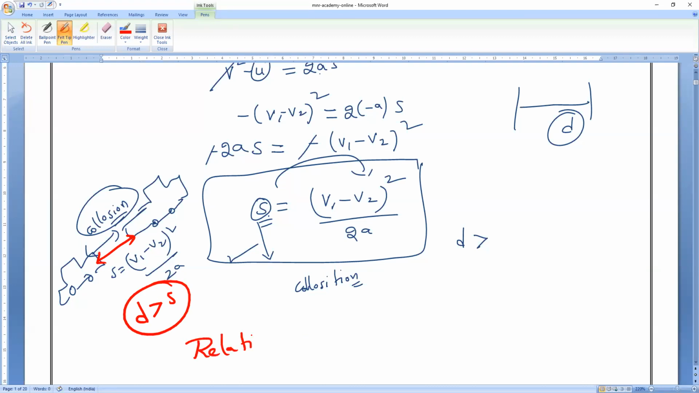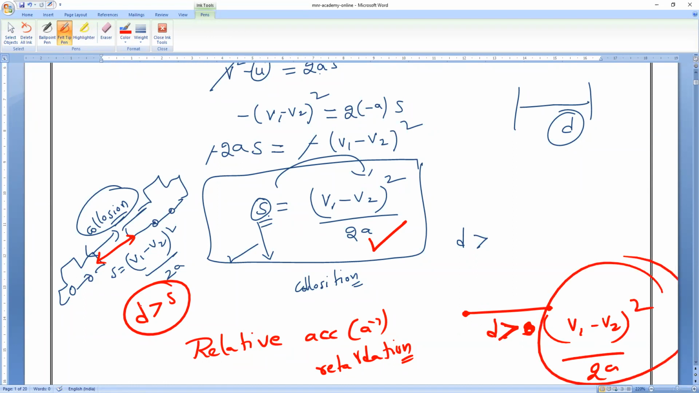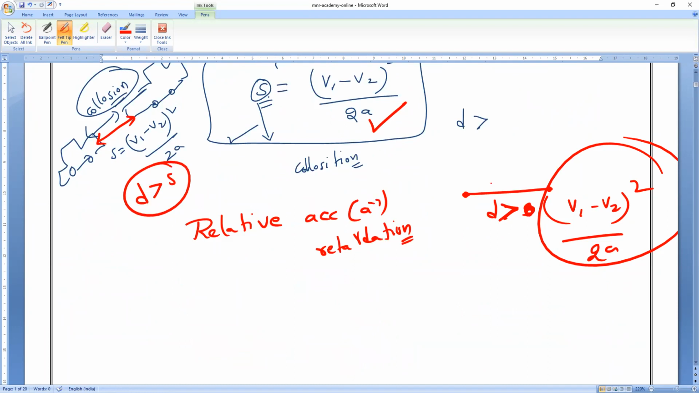So the relative velocity. If you notice, the relative acceleration, if it is in the reverse direction, what do we call it? Retardation. So the distance between the two cars, even though car A applies the brakes, must be greater than S. So that is what we say: (V1 minus V2) whole square divided by 2A. We can remove the S, so D must be greater than this. Then even though car A applies the brakes, the collision won't take place. So that is the answer.